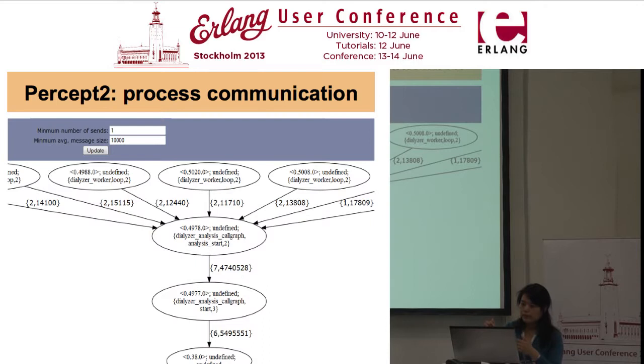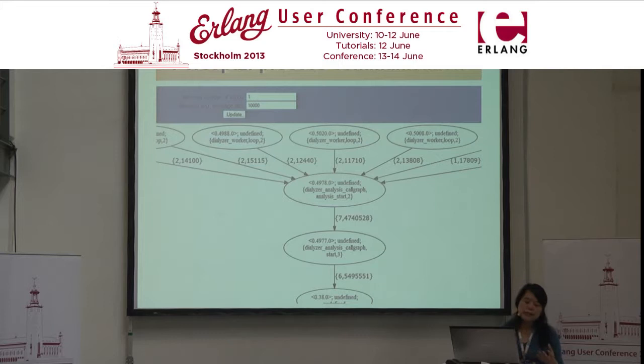Here, you see this graph, and the first number in the label is the number of times a message was sent from the process to the target process, and the second is the average size of the message. When you have many processes like in this case, it's really likely that you create a huge graph here, and it's really hard to navigate. So we allow you to simplify it.